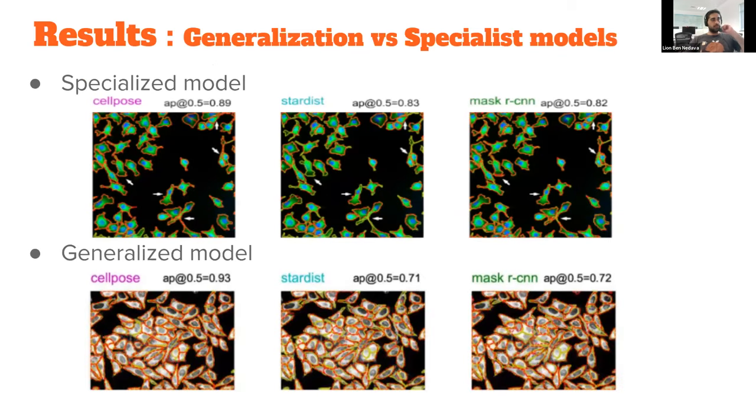Alon will continue. Yeah, thank you. So about the results, they trained two types of model. One is called the specialized model, trained on the specialized data set, which was 100 images. The other is the generalized model, trained on all sorts of types of cells. We can see that Cellpose for the specialized model is slightly better than the other results, but for the generalized model, Cellpose has a much higher accuracy rate than StarDist and Mask R-CNN.